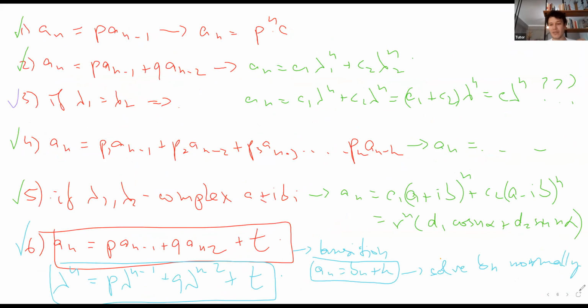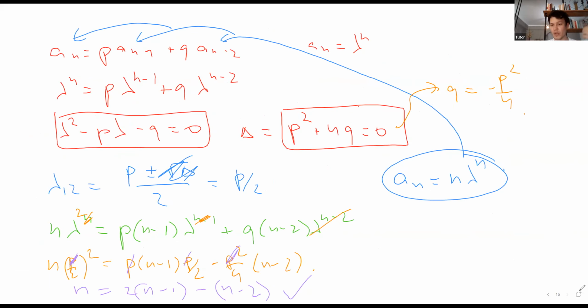There's only one more thing. What if I have a triple root? What happens if I had a cubic? So basically what I'm trying to say is, what if I had a cubic equation: a_n is equal to p1 a_(n minus 1) plus p2 a_(n minus 2) plus p3 a_(n minus 3). And let's say that I had this equation.